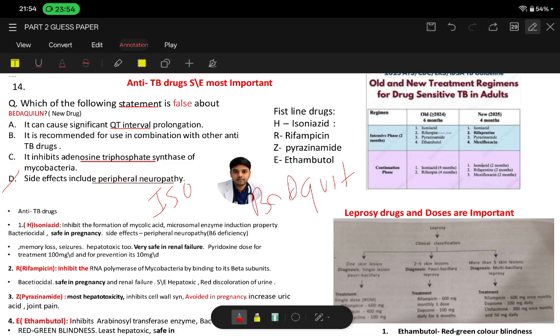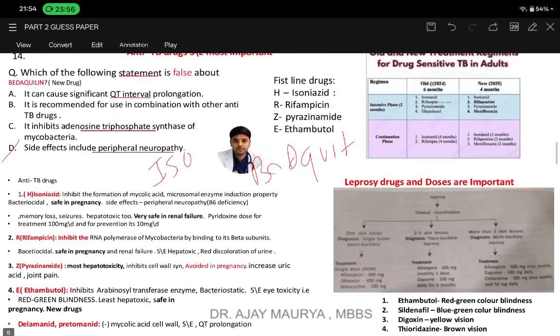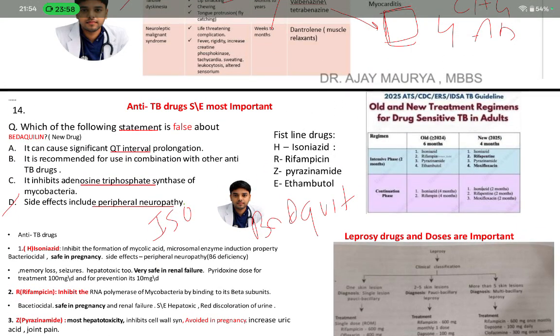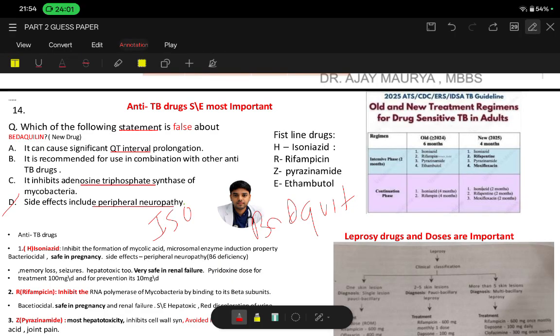And other anti-TB drugs, actually there are new anti-TB drugs, but in Harrison they changed everything, while in India we are still following the old rules only. So if they particularly mention the new guideline, then you have to go with that one, or else mark the old one.